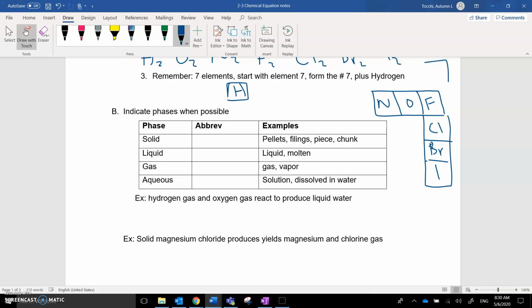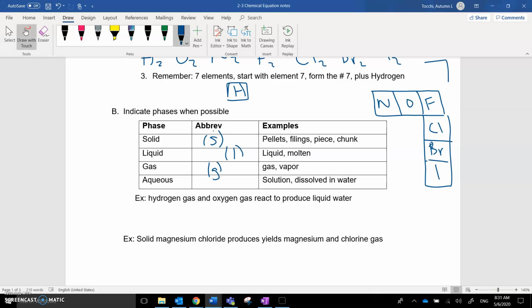So solid, liquid, and gas have abbreviations that we write into chemical equations. A solid is an S. Let's erase that and make it actually look like an S so you can see what it looks like when I'm not here. A liquid, I know, shocking, is going to be an L, and gas is a G.